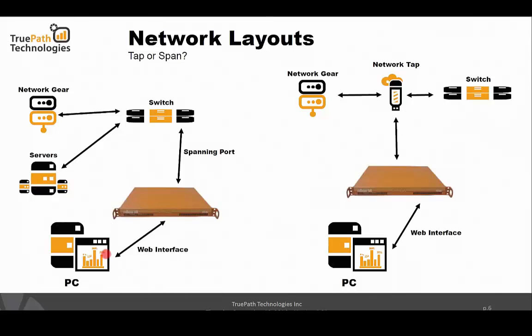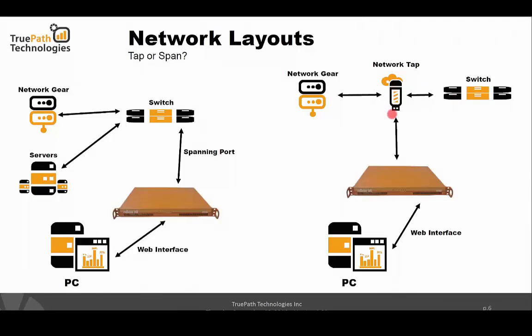Now, sometimes we don't have the ability to do a spanning port, so we have to do what's called a network tap. That's really just an easy way of saying a splitter. So we've got the network gear going into the tap, and it goes right to the switch. From a network gear to the switch perspective, this is a completely transparent tap. Even if the power goes down, there are these taps that allow you to still pass through that traffic. So really, there's no single point of failure in here.